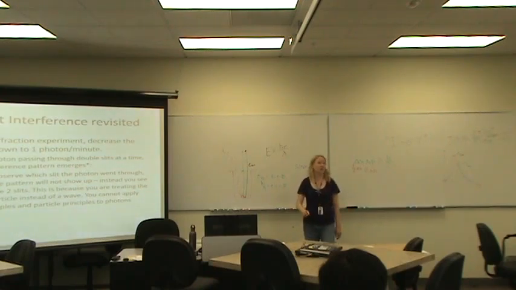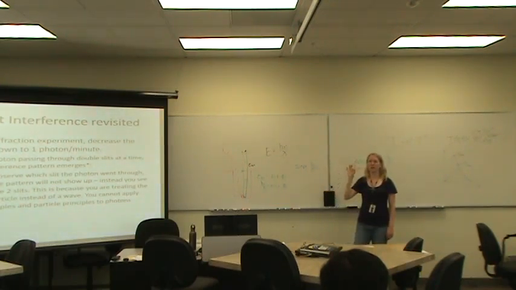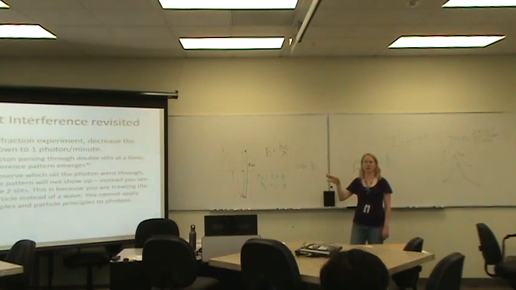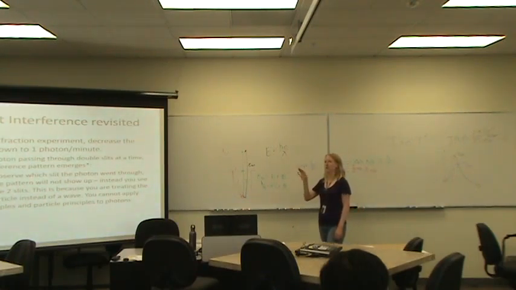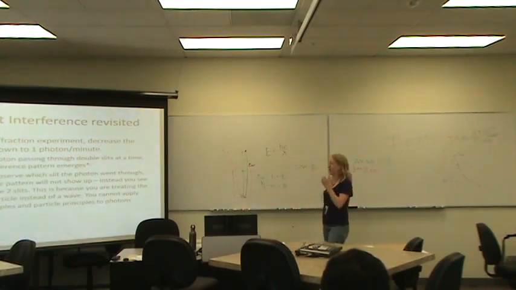So last week when we talked about revisiting diffraction, we said if you sent one photon of light through that single slit, you'd still end up with a diffraction pattern because that photon acts like a wave, and as it passes through the slit, the wave interferes and you get a diffraction pattern.